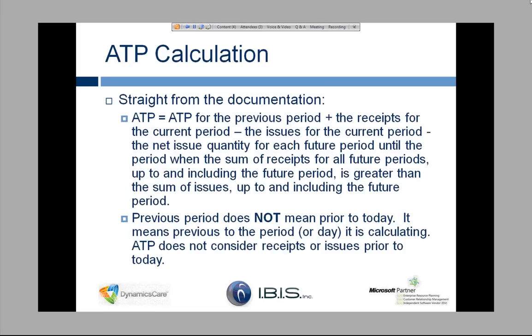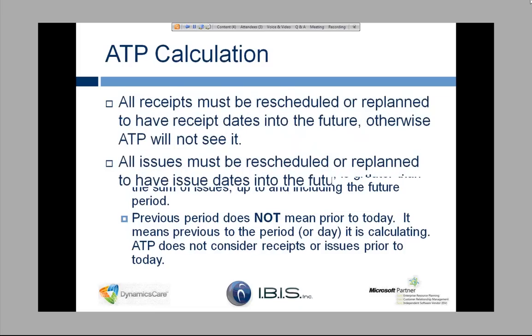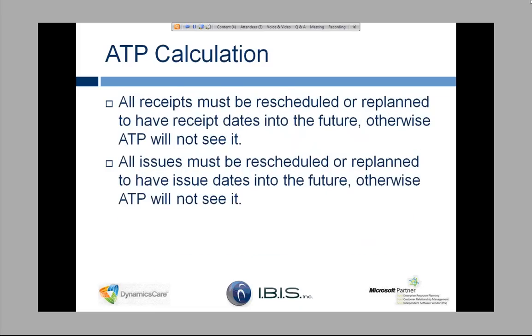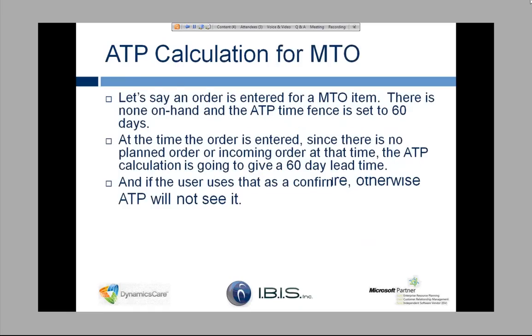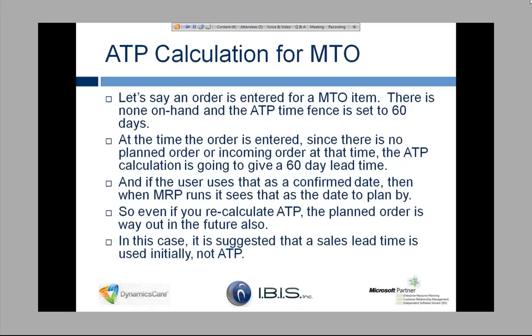Okay, so this is just a restatement of what I just mentioned. For ATP calculations, just as an example, let's say an order is entered for a make-to-order item. There is none on hand and the ATP time frame is set to 60 days. At the time the order is entered, if there's no planned order or incoming order, the ATP calculation is going to give a 60-day lead time if you have that set as ATP.